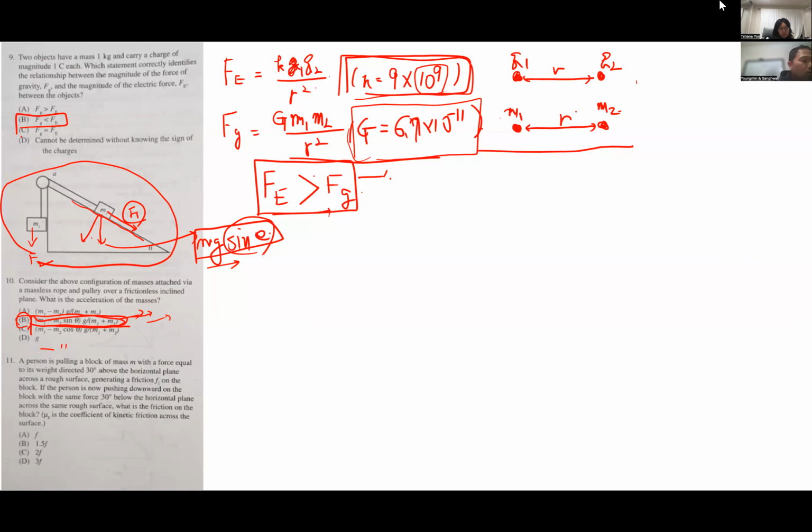Okay, so number 11. A person is pulling a block of mass m with a force equal to its weight, directed 30 degrees above the horizontal plane across a rough surface, generating friction F1 on the block. If the person is now pushing downwards on the block with the same force, 30 degrees below the horizontal plane across the same rough surface, what is the friction on the block? Mu K is the coefficient of kinetic friction across the surface.